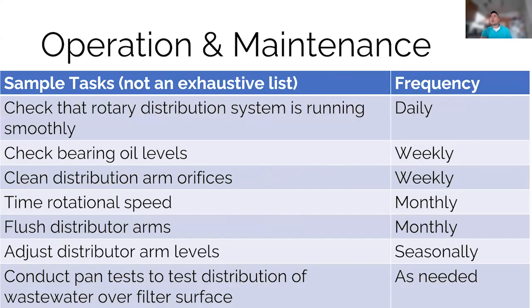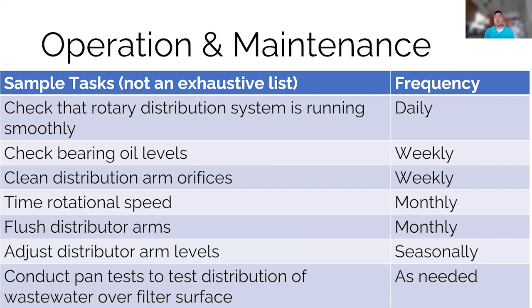Now, for maintenance, here's a couple maintenance. This is a table of all the maintenance activities that are typically recommended, just some basic ones. So typically for your trickling filters, you want to check that the rotary distribution system is running smoothly when you're making your rounds. For maintenance, you want to check your bearing oil levels.